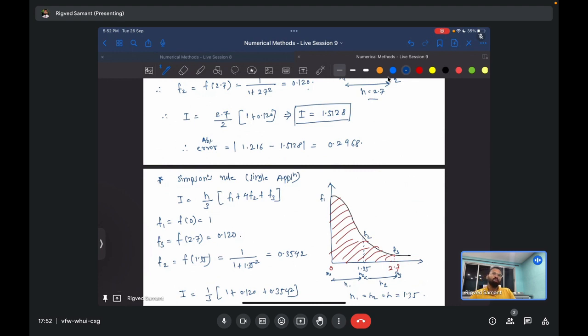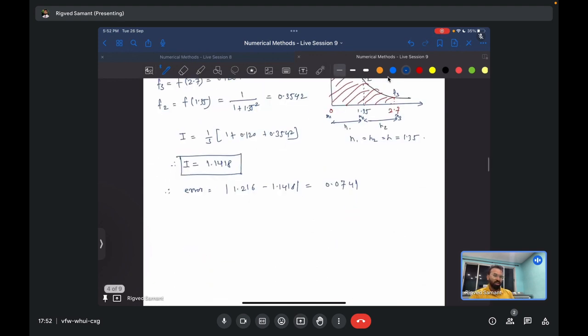So it was 0.29 and now it's 0.07. So a factor of 10 reduction is there. So Simpson's 1/3 rule, even if you are using the one formula, you are getting the better value. So your number of steps are the same, but you are getting the better result. That's the takeaway, right?